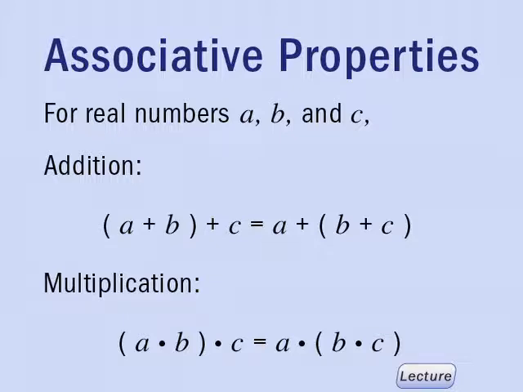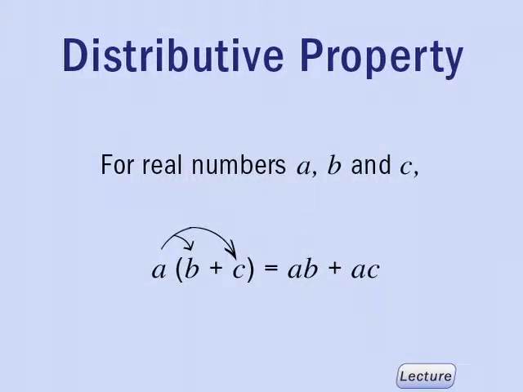And then finally the distributive property. Again, a, b, and c, they are real numbers, and it is true that a times (b plus c) is equal to a times b plus a times c.